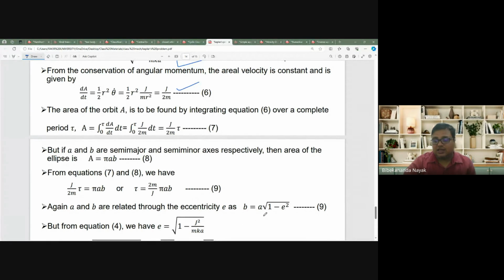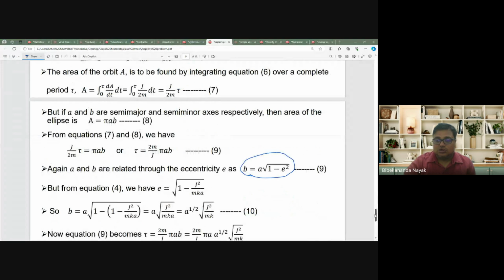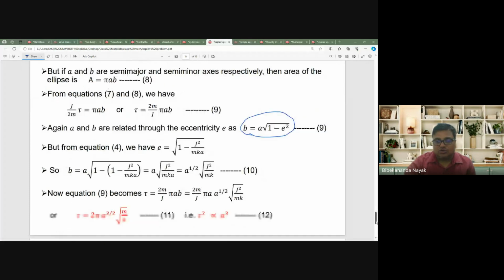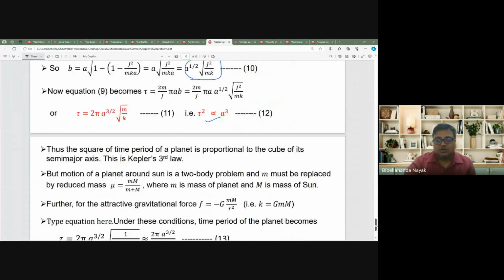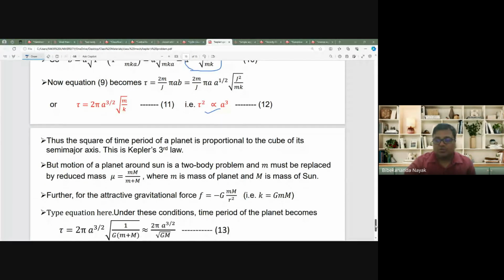But for an ellipse, b and a are related through eccentricity. b is equal to a into square root of 1 minus e square, where e is the square root of 1 minus J square by m k a, which we calculated already. Using this, we found b is equal to a to the power half into square root of J square by m k. And putting this in here, we found tau is proportional to a to the power 3 by 2, tau square proportional to a cube. This is your Kepler's third law, about the motion of a planet around the sun in a two-body problem.